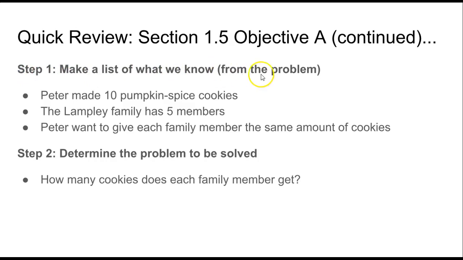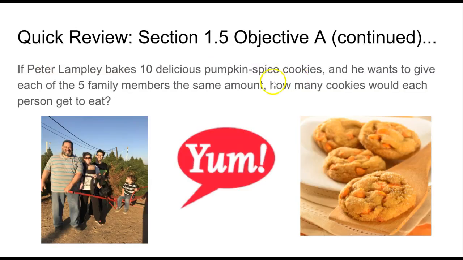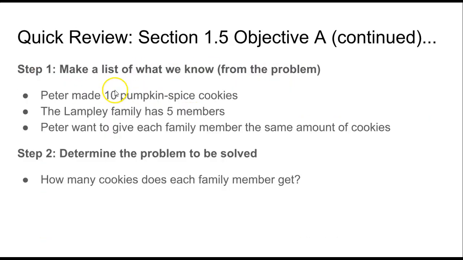Make a list of what we know from the problem. Looking at the problem, we see that Peter made 10 pumpkin spice cookies. We also know that the Lampley family has 5 members, as we read in the application problem. We also know that Peter wants to give each family member the same amount of cookies. Okay, so that's the information that we know from the problem.